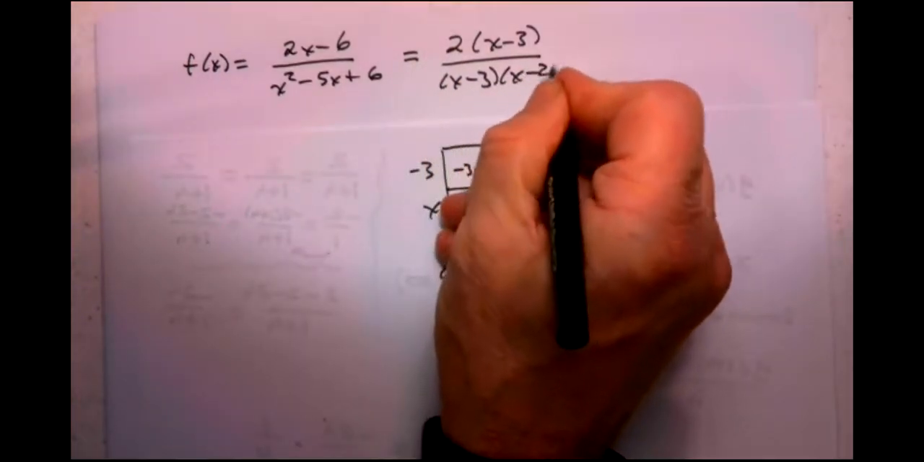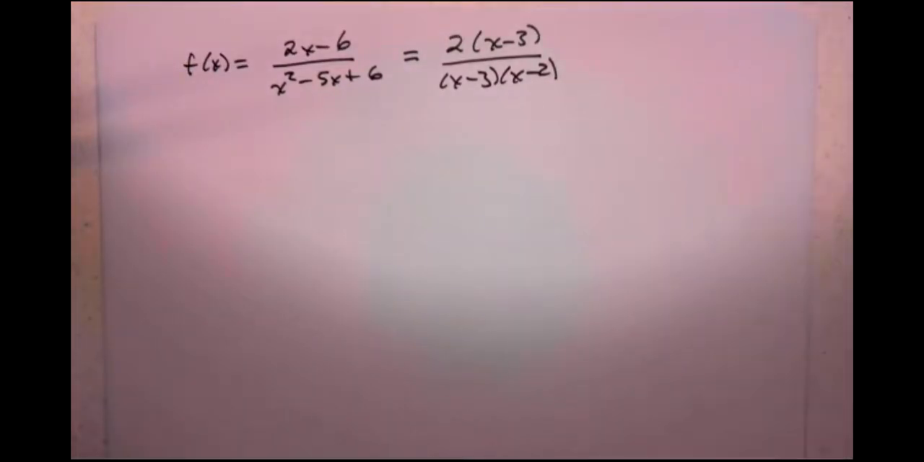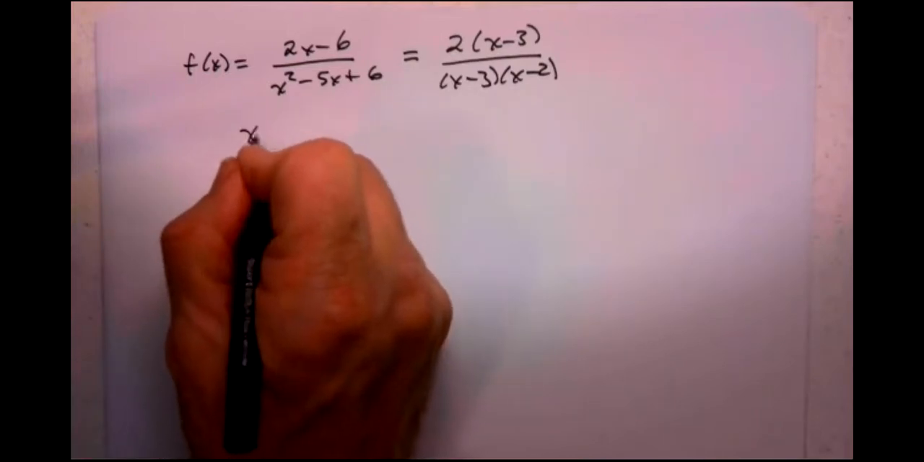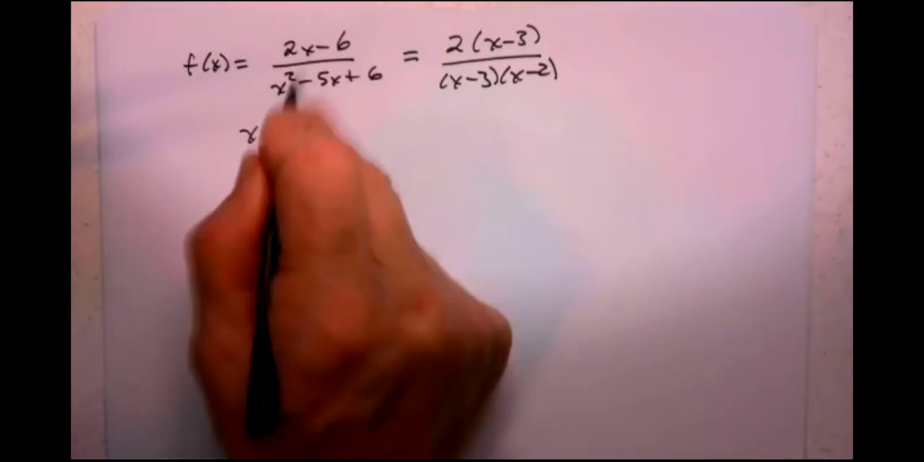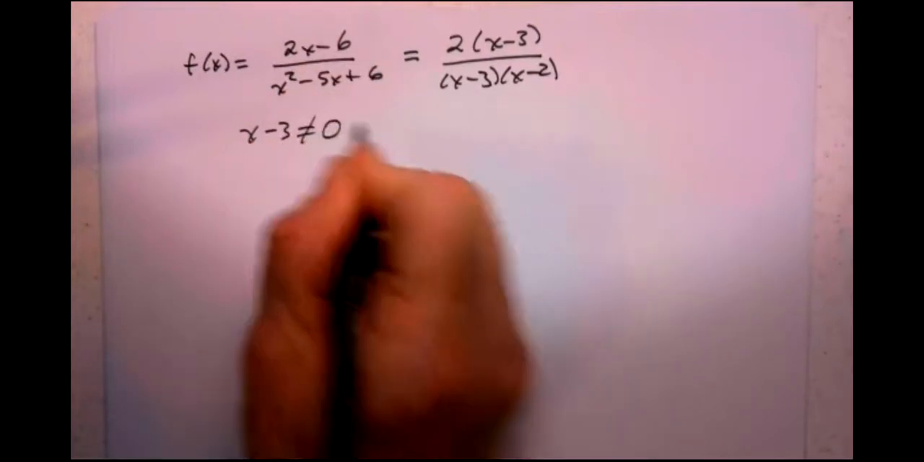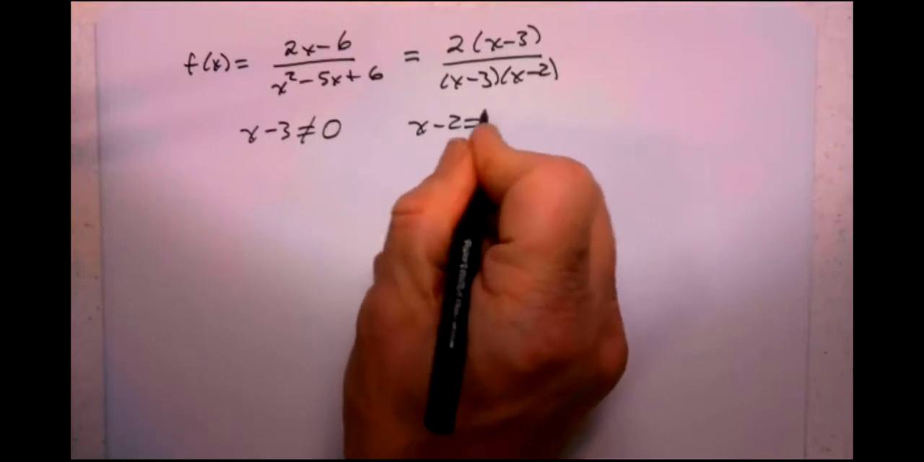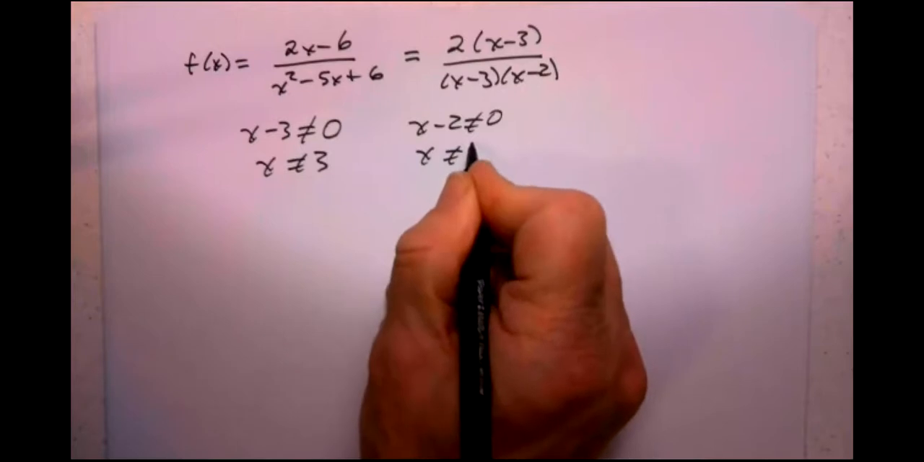Now remember, the bottom cannot be 0. You cannot divide by 0. So x minus 3 cannot be 0. You're saying it divides out. You're right, it does divide out, but not here. If I plug 3 in here, the bottom becomes 0. That is not acceptable. So x minus 3 cannot be 0. x minus 2 cannot be 0. x cannot be 3. x cannot be 2.